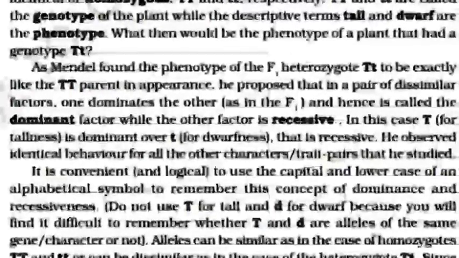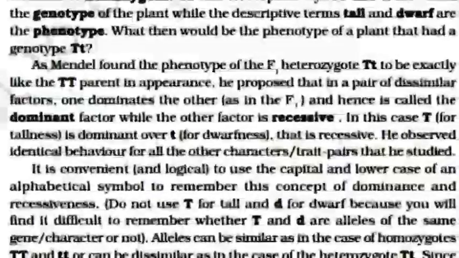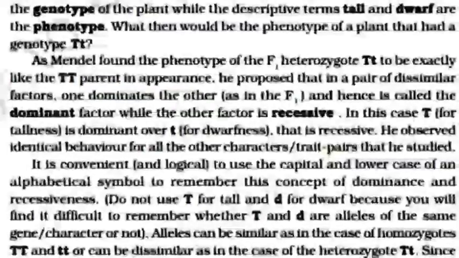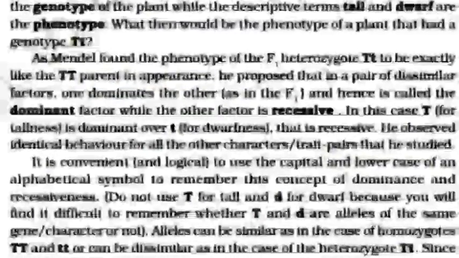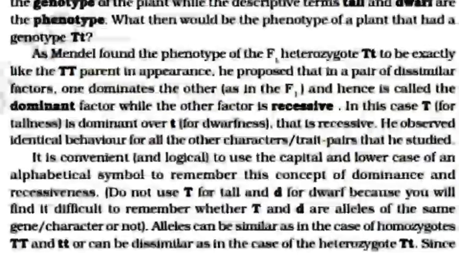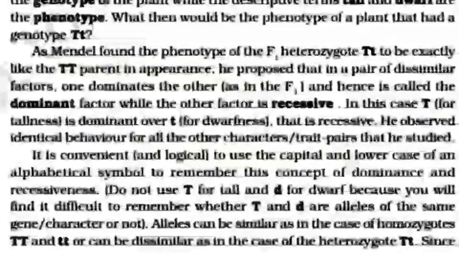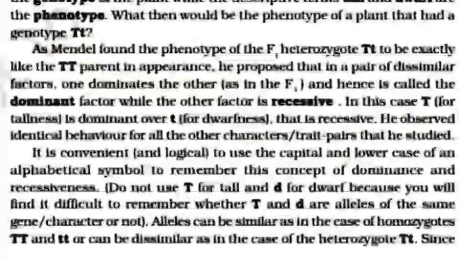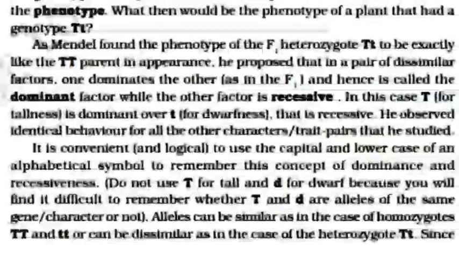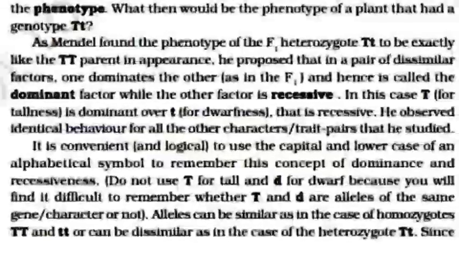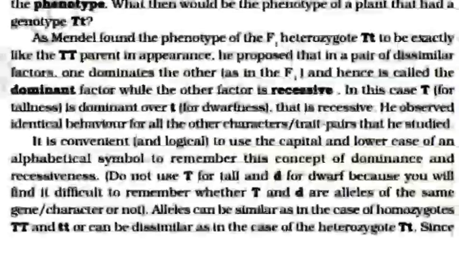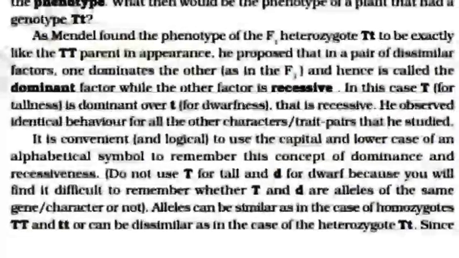Mendel found the phenotype of the F1 heterozygote capital T small t to be exactly like the capital T capital T parent in appearance. He proposed that in a pair of dissimilar factors, one dominates the other as in the F1, and hence is called the dominant factor, while the other factor is recessive. In this case, capital T for tallness is dominant over small t for dwarfness, which is recessive. He observed identical behavior for all the other character or trait pairs that he studied.